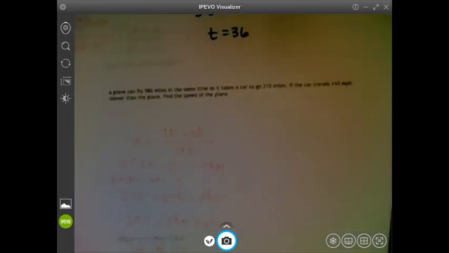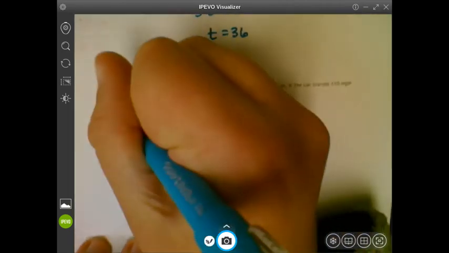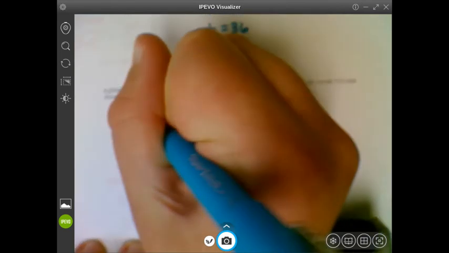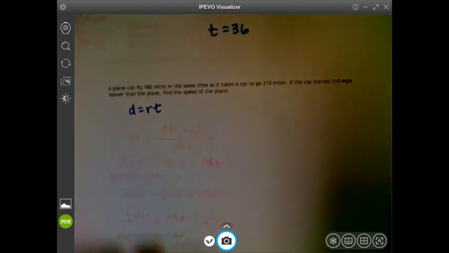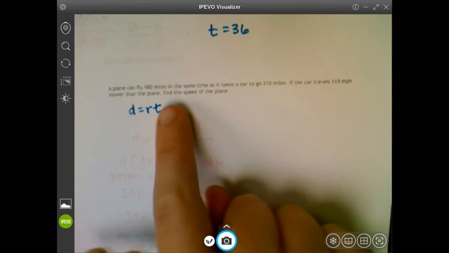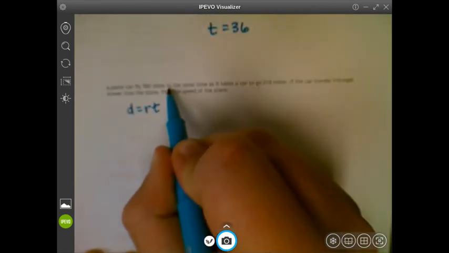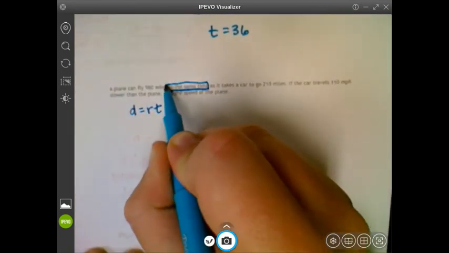All right, so here is the next one. We have a plane that can fly 980 miles in the same time it takes a car to go 210 miles. If the car travels 110 miles per hour slower than the plane, find the speed of the plane. So something important that you need to know is that distance equals the rate times the time, right? Distance is rate times time. And in this case, they are able to go different distances, but we're talking in the same amount of time.